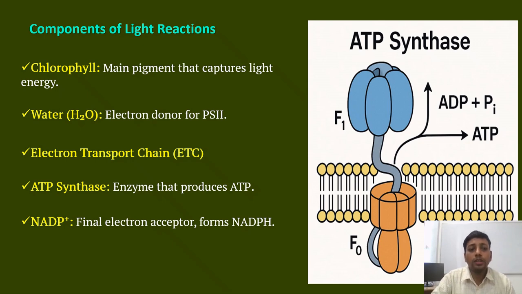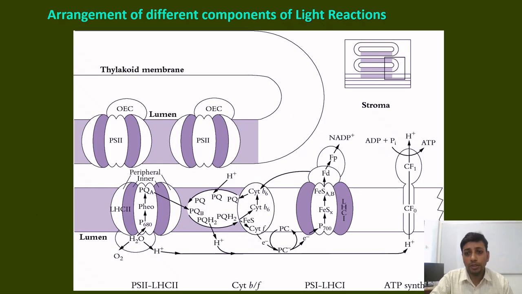There are several other components, such as chlorophyll. It is the main pigment that captures the light energy. It is present in the antenna system and light harvesting complex of both photosystem 1 and photosystem 2. Water is the electron donor of PS2. Along with the electron, it generates protons also. There is a complete electron transport chain between PS2 and PS1, and after PS1 to NADPH, with NADP plus as the final electron acceptor.